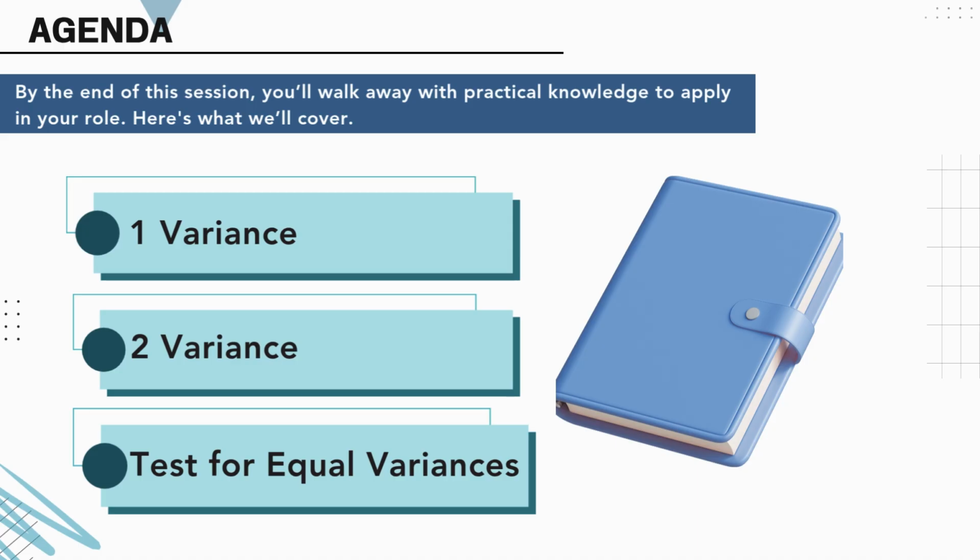3. Test for equal variances. Finally, we'll look at formal tests that help us decide whether variances across groups are equal. This is especially important before applying many parametric tests like ANOVA or the two-sample t-test, which assume equal variances. So, by the end of this session, you'll not only understand what variance means in practical terms, you'll also know how to test it and use those results to make better data-driven decisions.